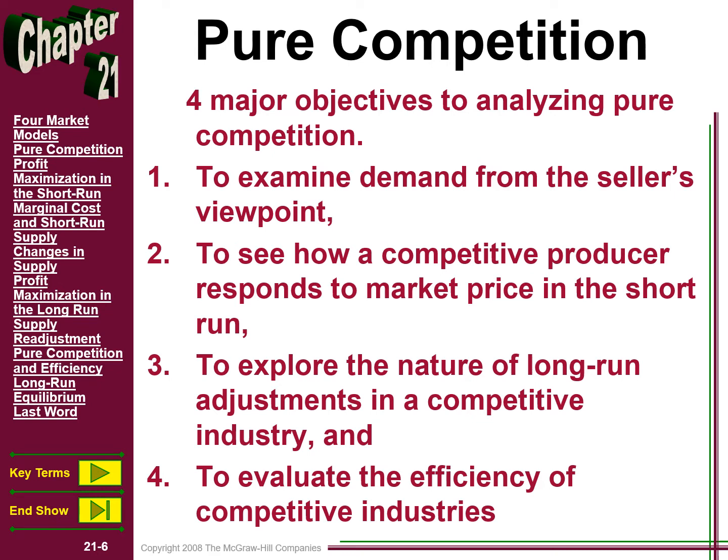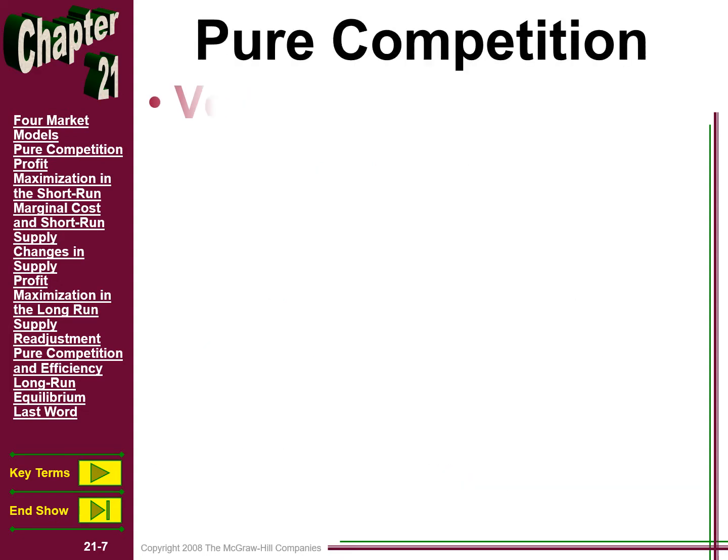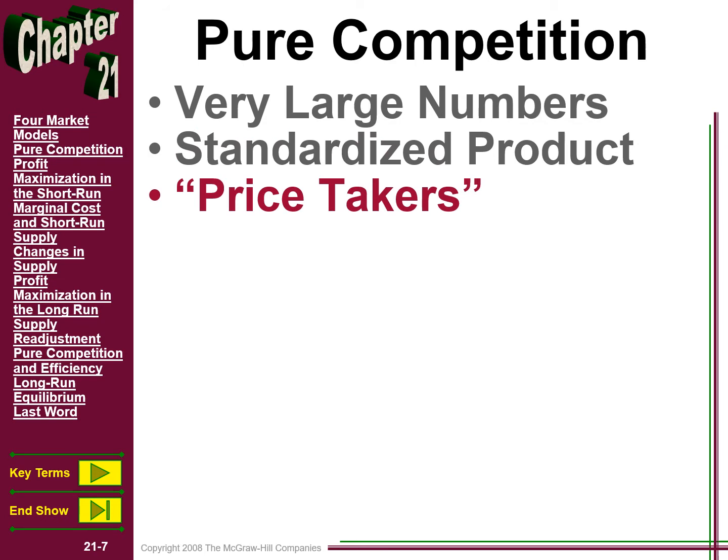And then evaluate the efficiency of competitive industries. We will reinvestigate using the tools of supply and demand, productive efficiency, and allocative efficiency, and discuss why they are important and how, under a purely competitive situation, economists believe that we are able to, by default, achieve productive and allocative efficiency.